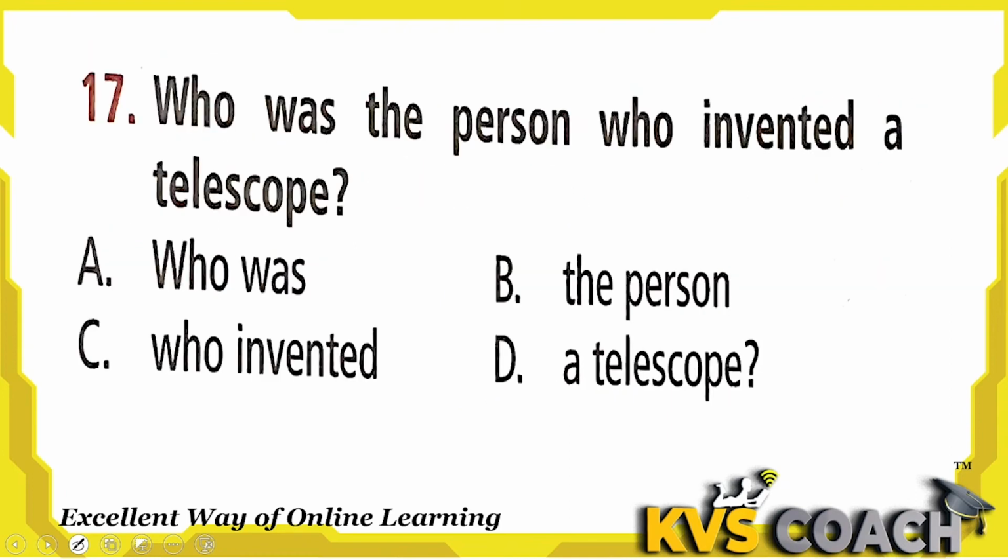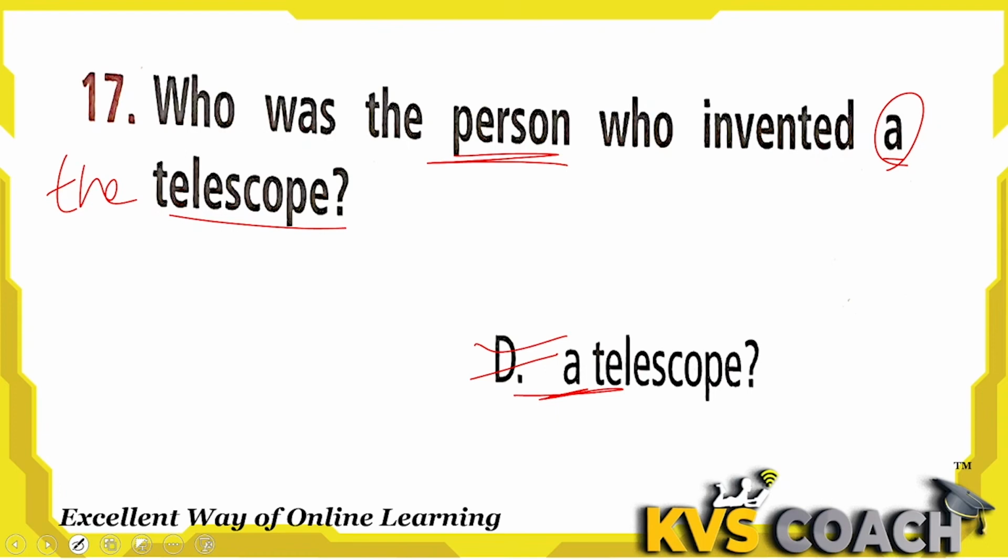Next is, who was the person who invented a telescope? There is an error in a telescope. Why? Because here the telescope that was invented is specific, so we cannot use a here. What we will use is the telescope, which was invented by a specific person. So for specific we use the, not a. A telescope is wrongly put here.